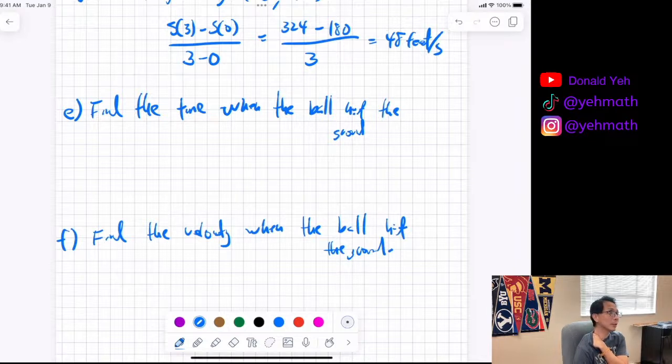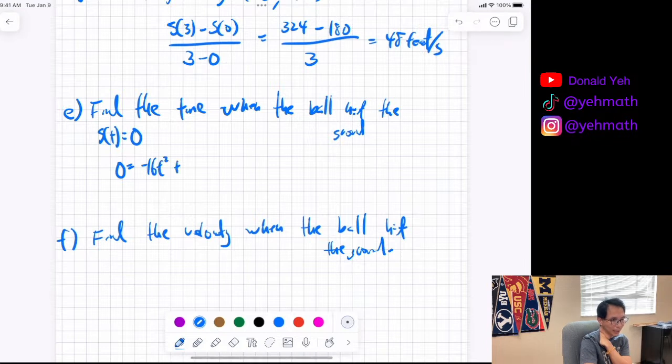Set position equal to 0. Good job. S of t represents the height, right? The height equal to 0. Does that make sense? If it's 0 equal to negative 16t squared plus 96t plus 180, guess what? I probably need some factoring skill here. I don't like the negative sign at the very beginning, so I'm going to factor out a negative sign. But 16, 96 and 180, what can I factor out?